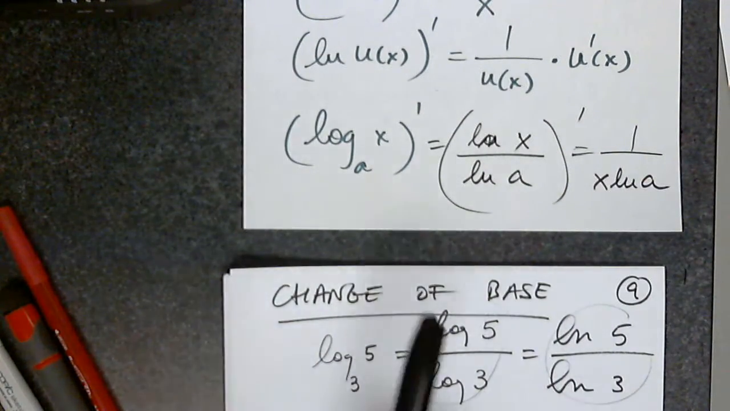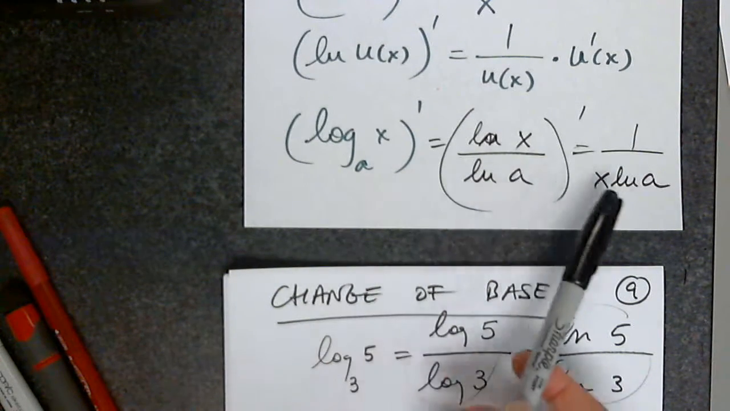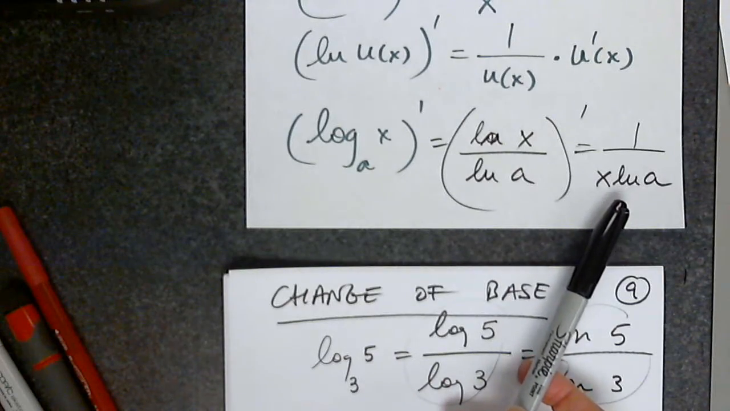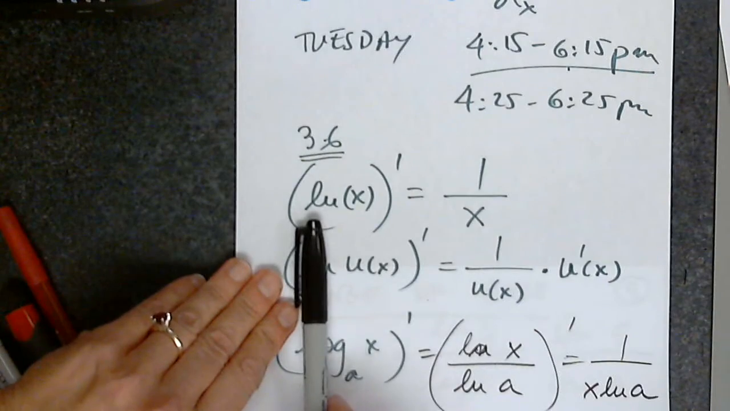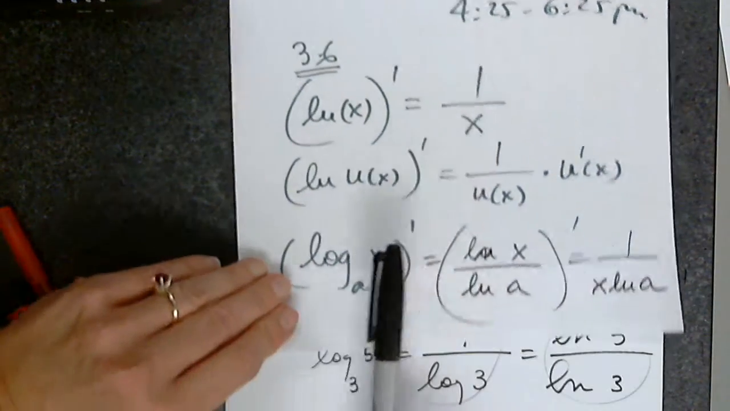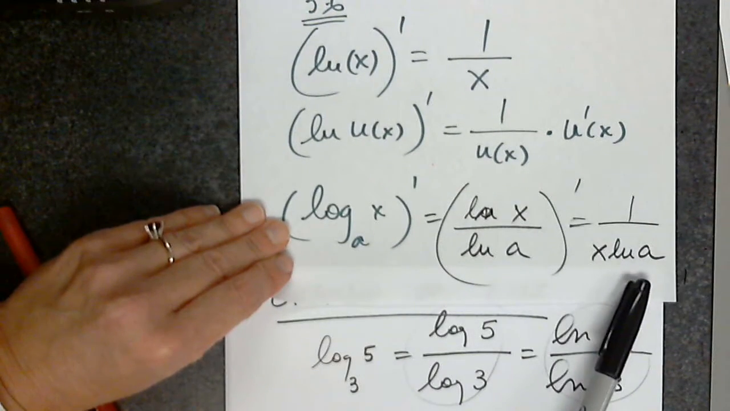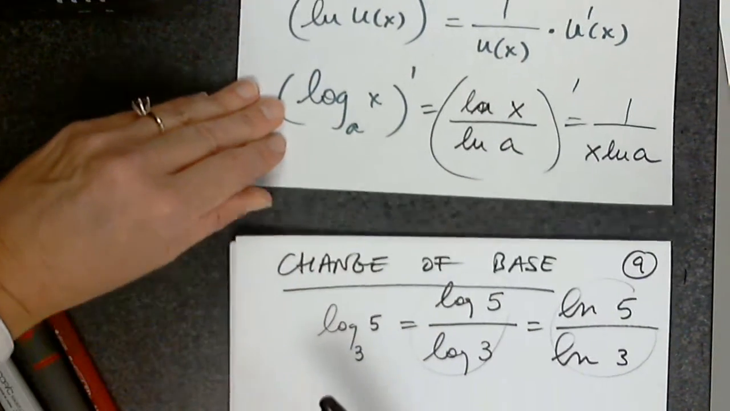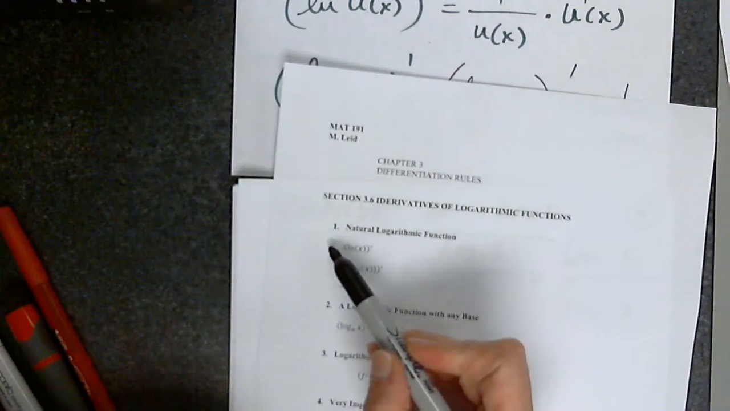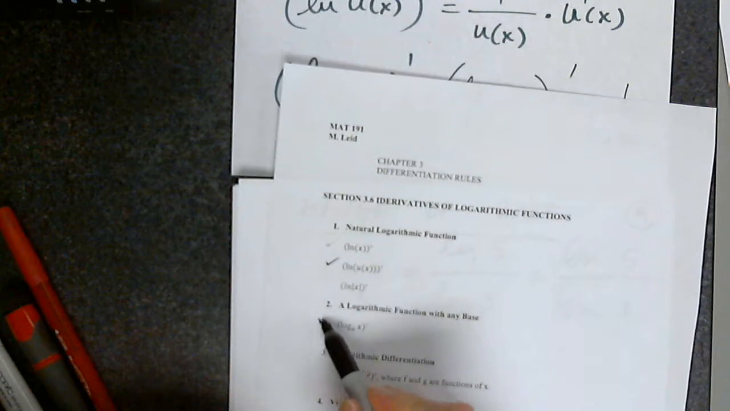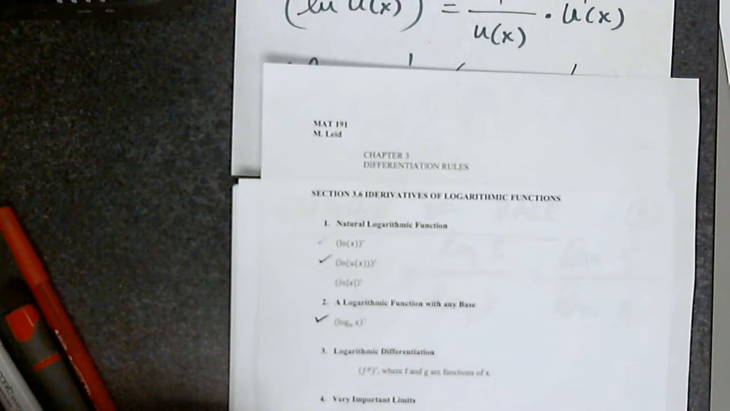So if the base of the log is anything but e, then we have to use this differentiation rule. If it's just natural log, the prime is 1 over x. But if I have log base a of x, then it's 1 over x natural log a. So these are your first 1, 2, and this formula. Please put them in if you want to have them on the handout.